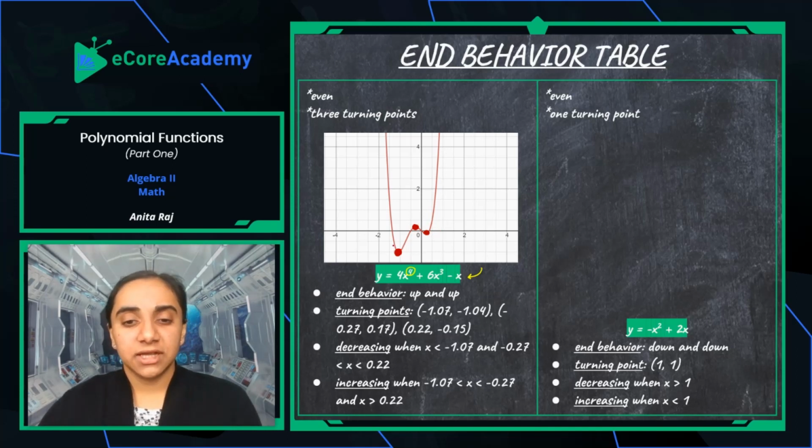We're going to be able to see how the polynomial is decreasing when we look at these different intervals. So we're going to write it in terms of inequalities.